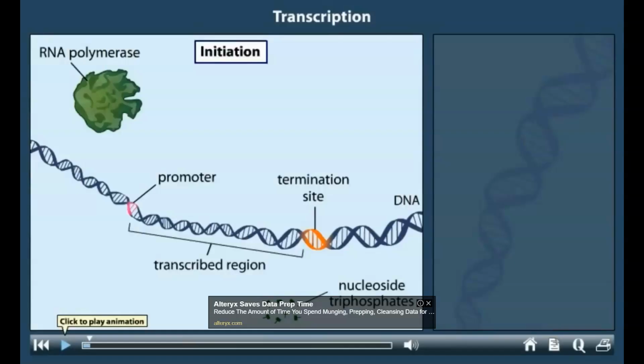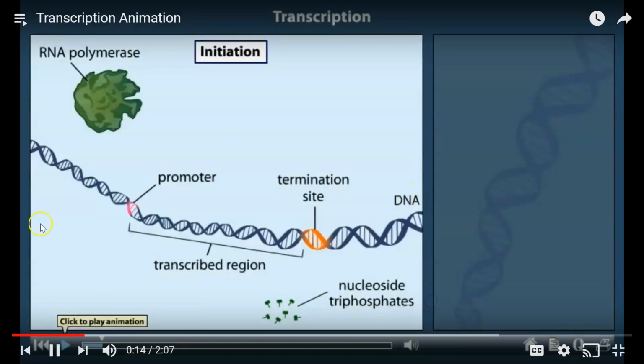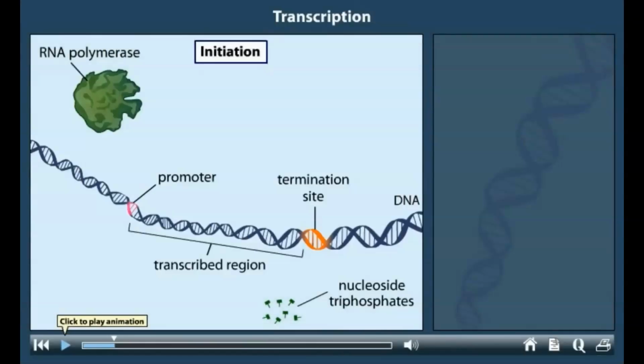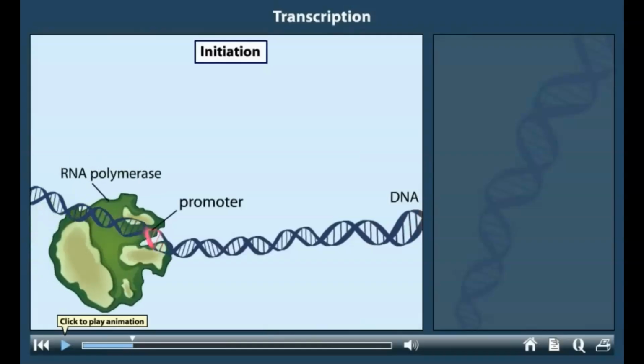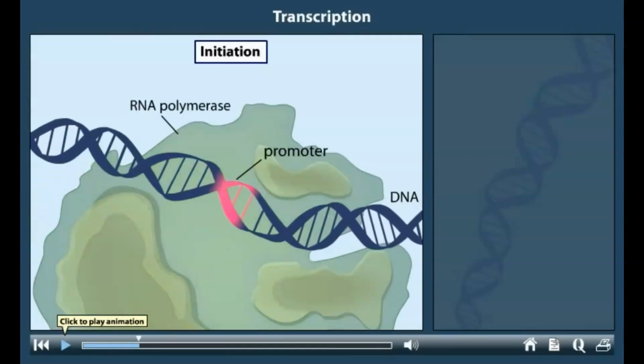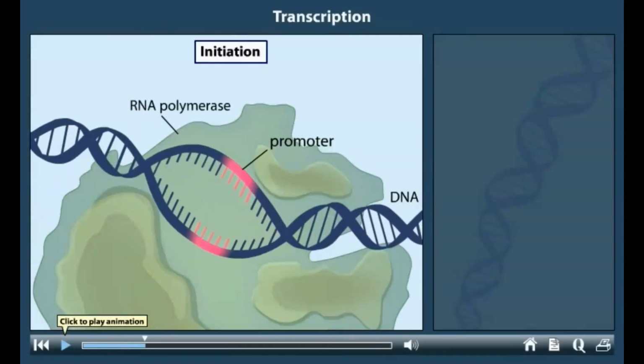Transcription is the first step in the expression of a gene. It is the formation of a specific RNA sequence from a specific DNA sequence. Transcription initiation occurs at a promoter, a region on the DNA, where RNA polymerase binds. RNA polymerase attaches to the promoter and begins to unwind the DNA.